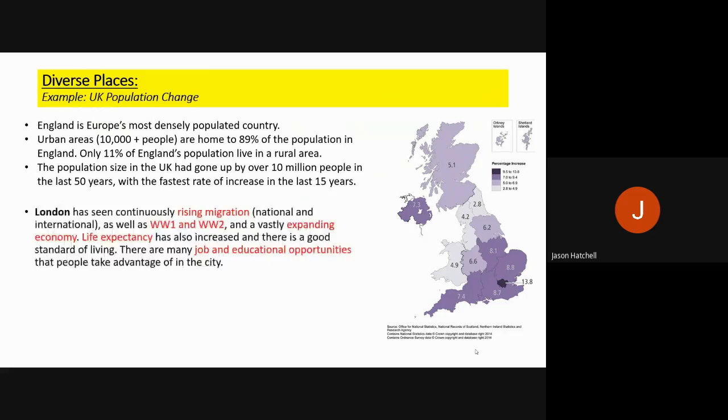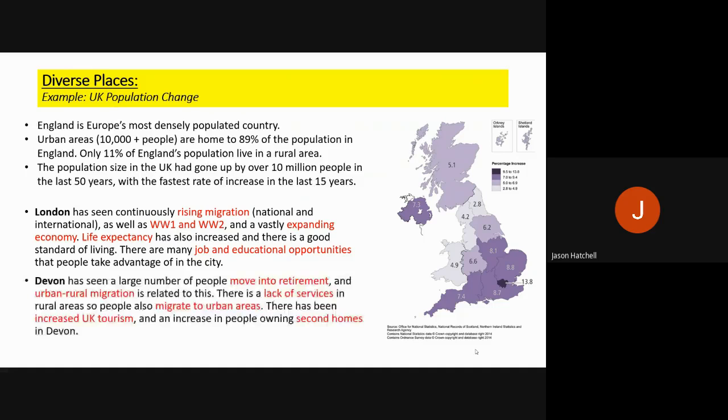So one of the examples we looked at for this was London, and we've seen that London has seen continuously rising migration, national and international, people coming from rural areas around London and also other countries around the world. And as well as that, World War I and World War II played a role as well. It has a vastly expanding economy. Life expectancy is good and increasing, and there are job and educational opportunities for people to take advantage of in London as well. And so that may explain why London has seen continuously rising population over and above the UK's national average.